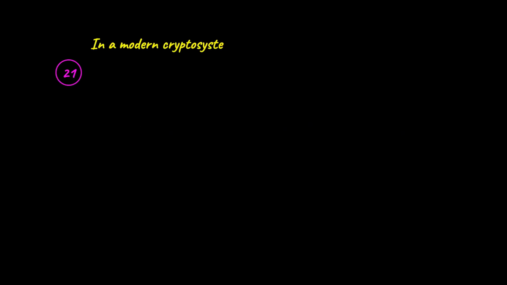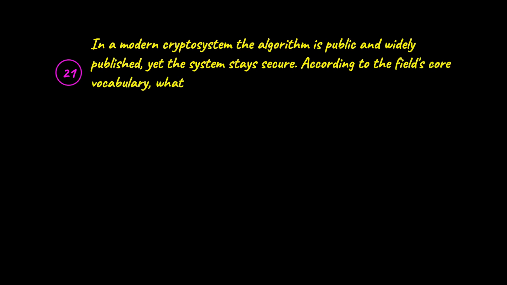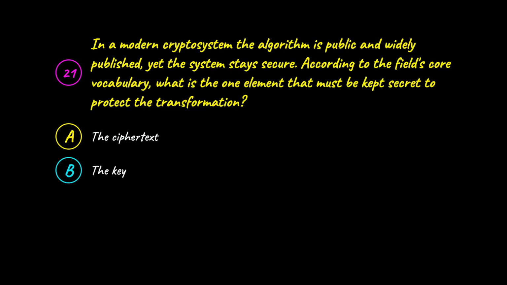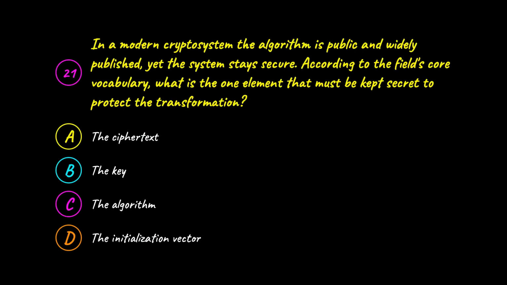Question 21. In a modern crypto system, the algorithm is public and widely published, yet the system stays secure. According to the field's core vocabulary, what is the one element that must be kept secret to protect the transformation? Your options are A. The ciphertext, B. The key, C. The algorithm, D. The initialization vector. Pick one. Trust your gut. Here's your chance to test yourself.